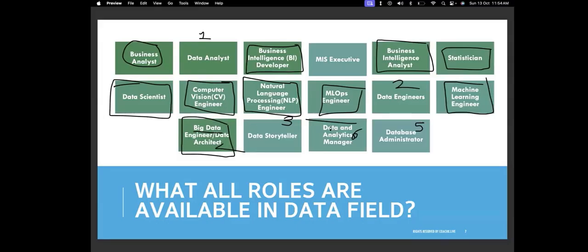But long story short, the main roles are these ones: business analyst, data analyst, and data scientist. If you learn these skill sets, you can play any of the roles among these. So that is about the role bifurcation. Any questions on this one? Clear? Yes, no? Okay. Others?